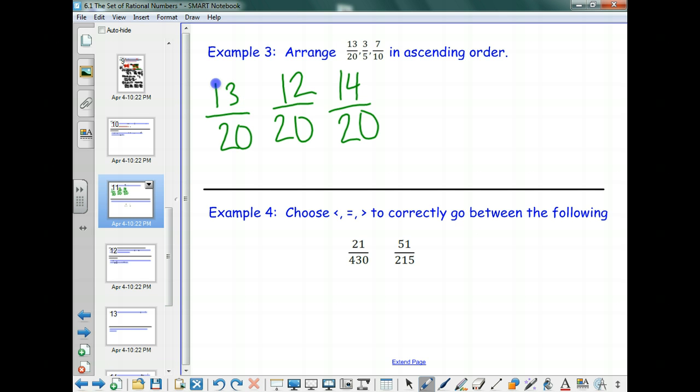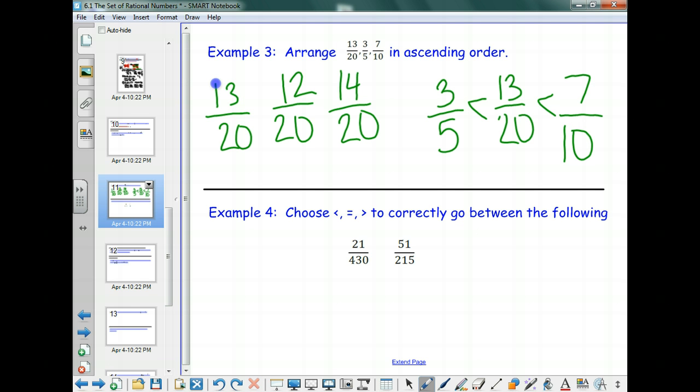So write down 3 over 5. And then put a less than sign because it's the smallest. What's our next fraction in order? 13/20, and that was actually our original fraction, so we're going to write 13 over 20. And then which one's next smallest? 7 over 10.